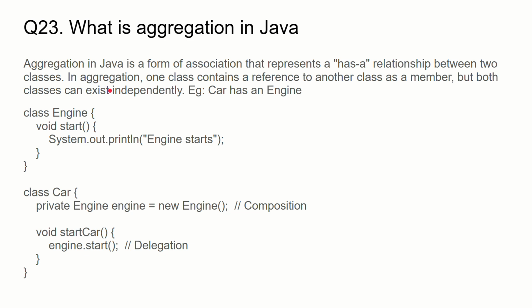In composition, a room cannot exist without a house. But here, if we take an example, a car has an engine, so an engine can still exist without a car. So this is a basic example of aggregation where we have one engine class with a start method on it, then there is one car class and we are creating an engine object inside the car class, and we are using the method of it.